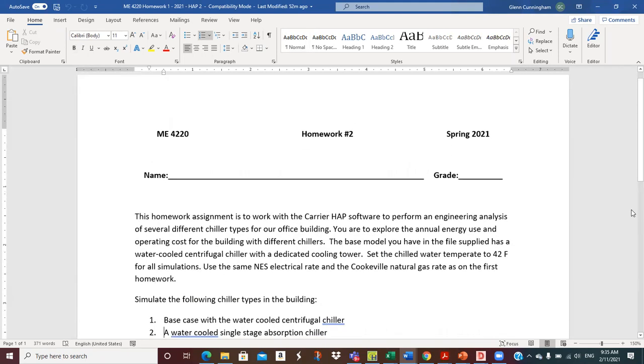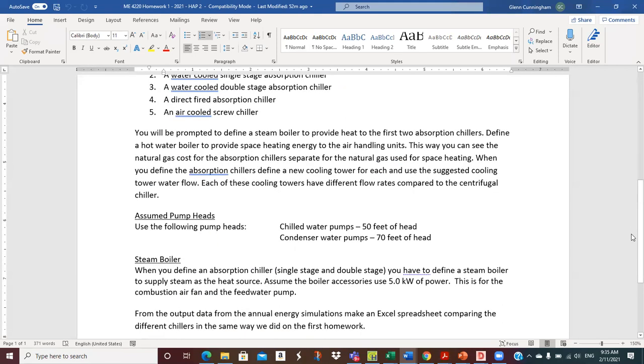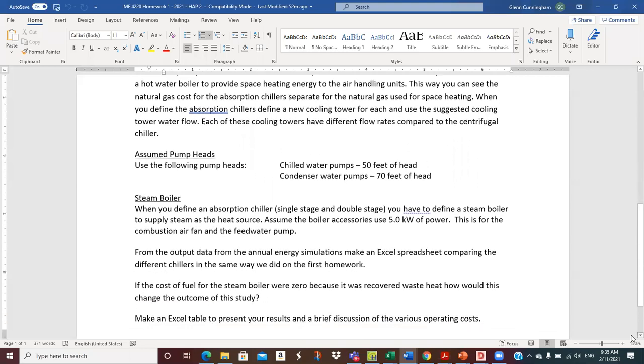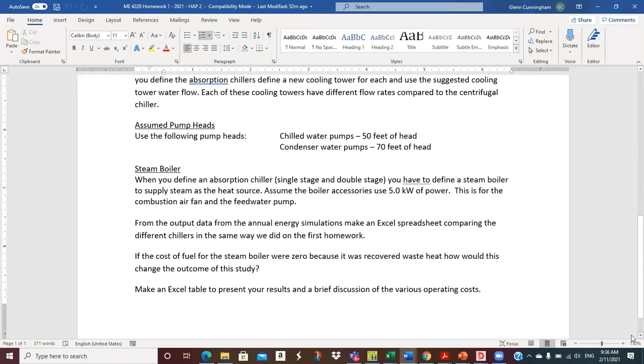Whoops, going the wrong direction here. Okay, what did I say on the steam boiler? Well, I've already said some of that. In that boiler definition, there should be boiler accessories, and I'm thinking that's like a combustion fan that would be associated with a boiler. Said, 5 kW, that's about 7.5 horsepower, which is a reasonable size for a boiler. So make sure that that's defined at 5 kW.